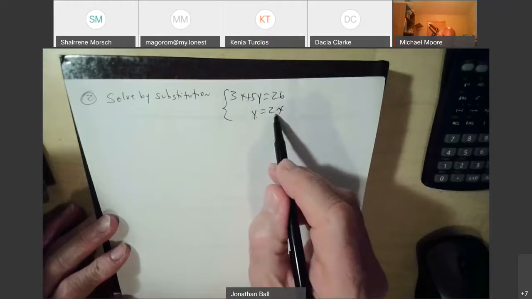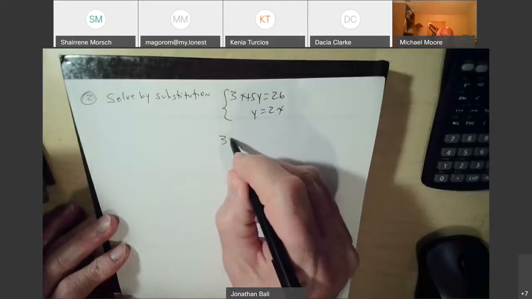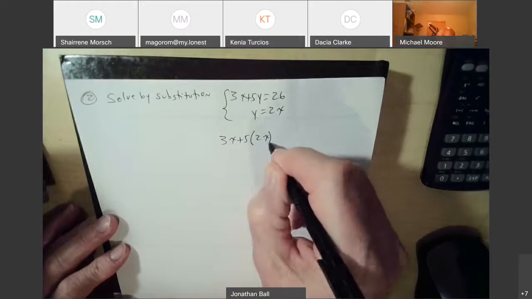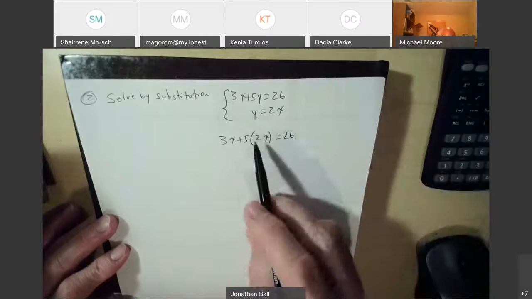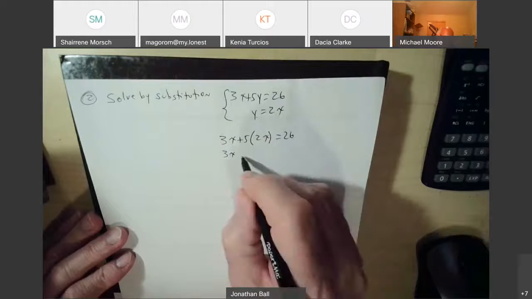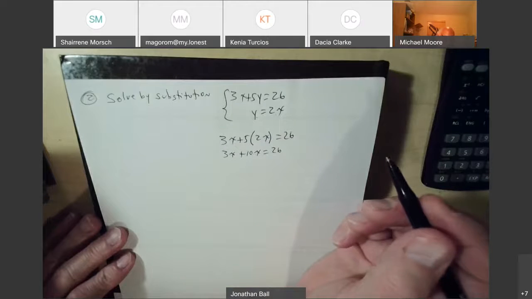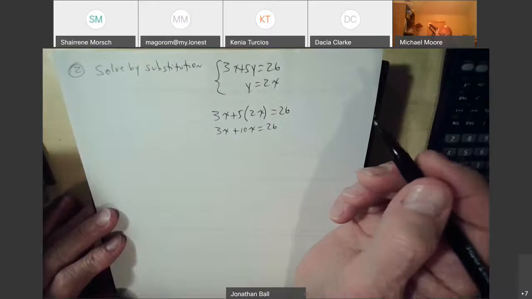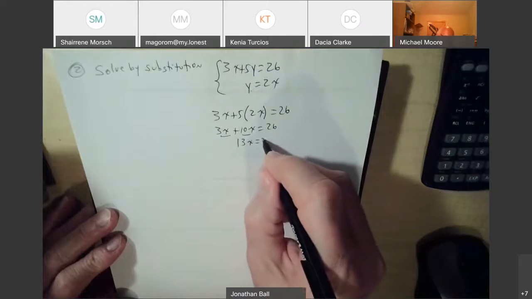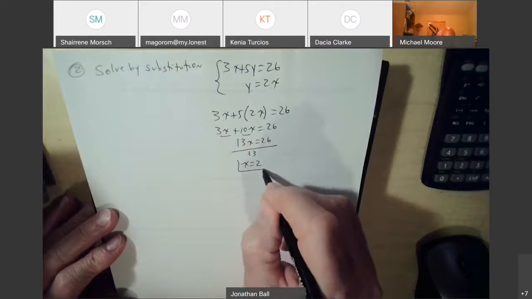So remember, y and 2x are the same, so we're going to substitute 2x in for y in the other equation. 3x plus 5 times y, but instead of y we plug in 2x, equals 26. Now we distribute the 5 over everything inside here. We get 3x plus 10x equals 26. We add these two together. 13x is 26. Divide by 13, x is 2.